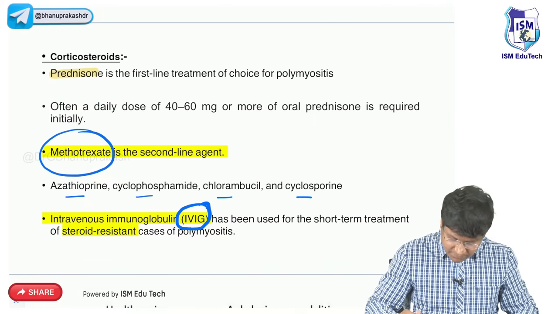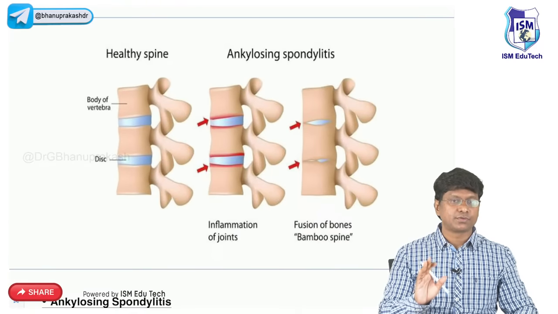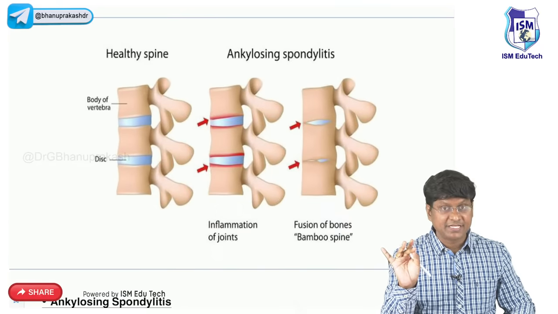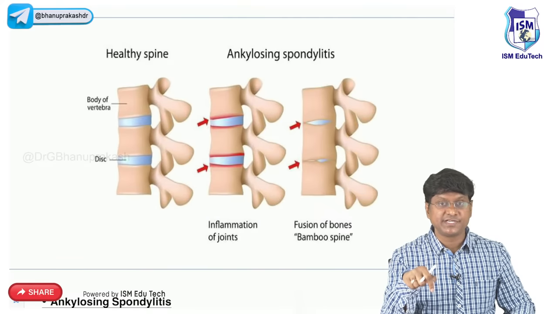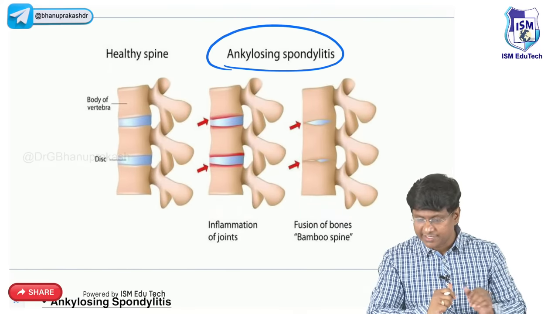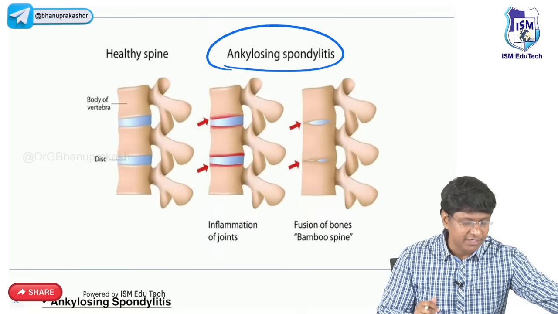Now, what all have we discussed so far? Vasculitis, SLE, then Aplas syndrome. Next, we have discussed polymyositis and dermatomyositis. Now, let me take up the discussion of ankylosing spondylitis.